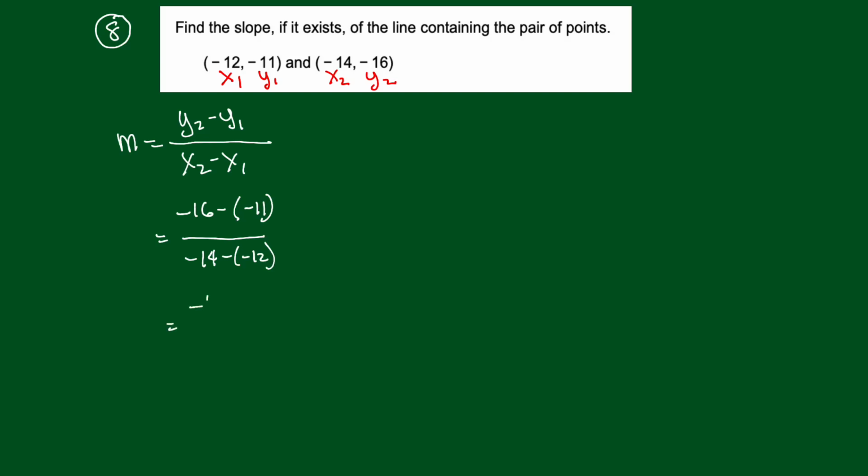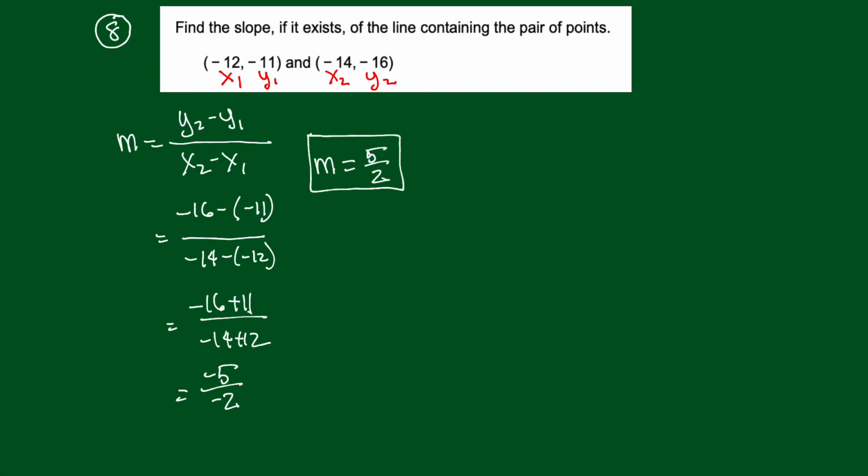So how about negative 16 plus 11 over negative 14 plus 12. So this is negative 5 over negative 2, and negative over negative is positive. So I'm going to say that this slope is equal to 5/2. So the bottom, just keep in mind what it means. The bottom is the horizontal change, top's the vertical change.